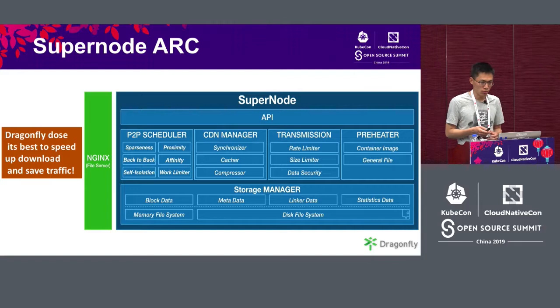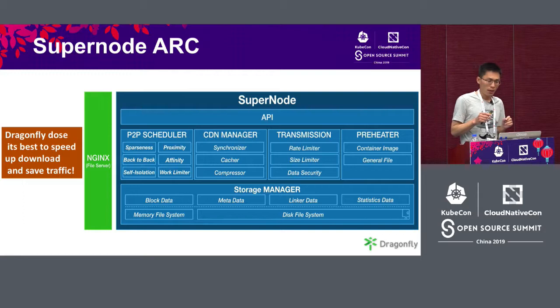Then for the CDN manager, that includes the synchronizer. For the synchronizer, we have multi-thread synchronization of the image. We have breakpoint resume, so we can generate the seed. And then the cacher, that is the CDN cache, so it includes cache detection and also dynamic cache GC. And then the compressor, that is the dynamic compressor, and we would dynamically decide whether this file should be compressed.